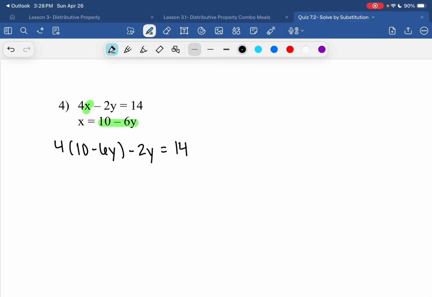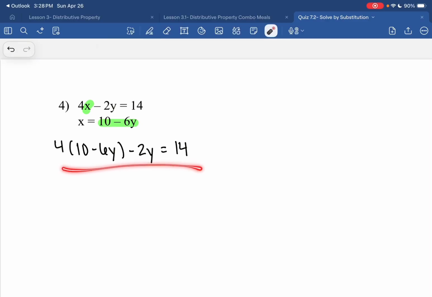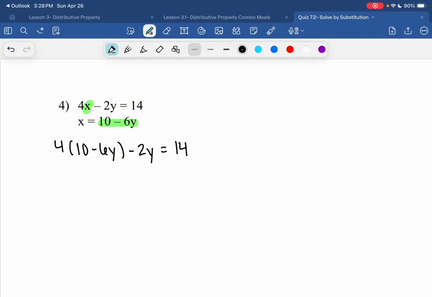Okay, so we're solving for y, right? Because if I look at this equation, the only variables there are y. So we need to get rid of the parentheses first. We distribute. 4 times 10 is 40. And 4 times negative 6y is negative 24y. And I rewrite the rest of my equation. So minus 2y equals 14.